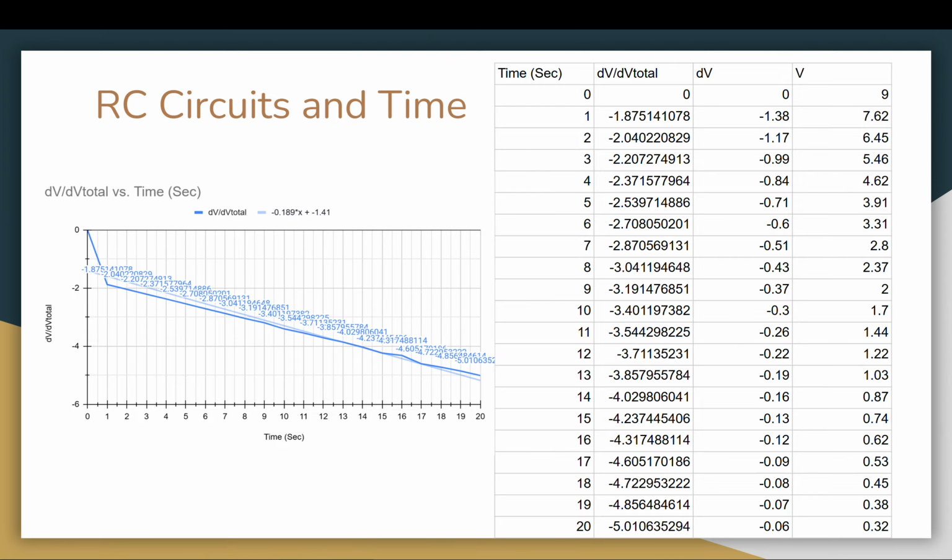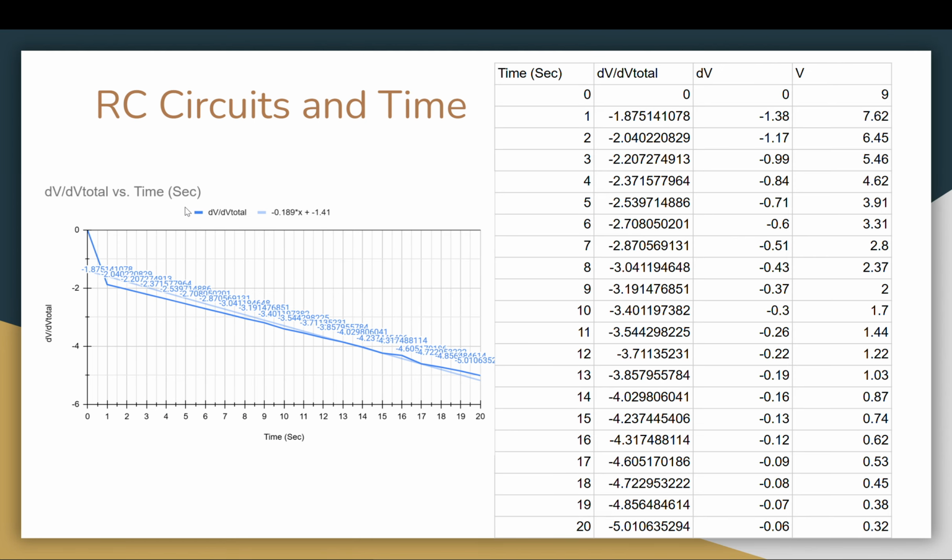So here is measuring the RC circuits over time. As the voltmeter discharges, what is the voltage and the change in voltage? So specifically, we're measuring change in voltage. Over here we can see the actual numbers, the voltage, the delta V, and then the delta V over dV total. Its dV total is 9. And so these are the numbers. The slope is a negative 1.89.